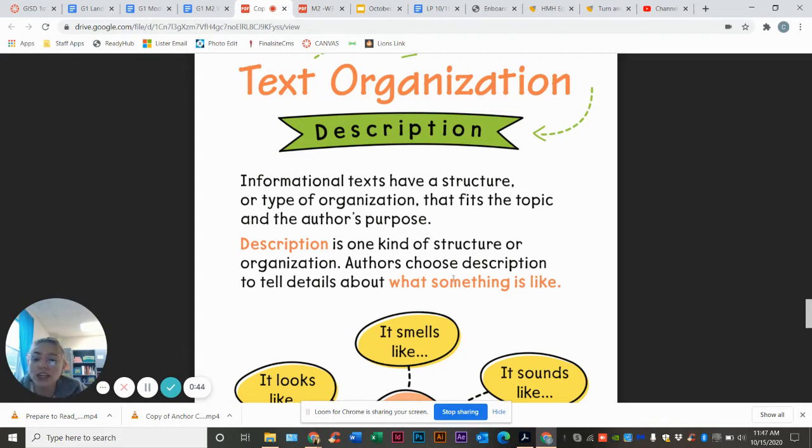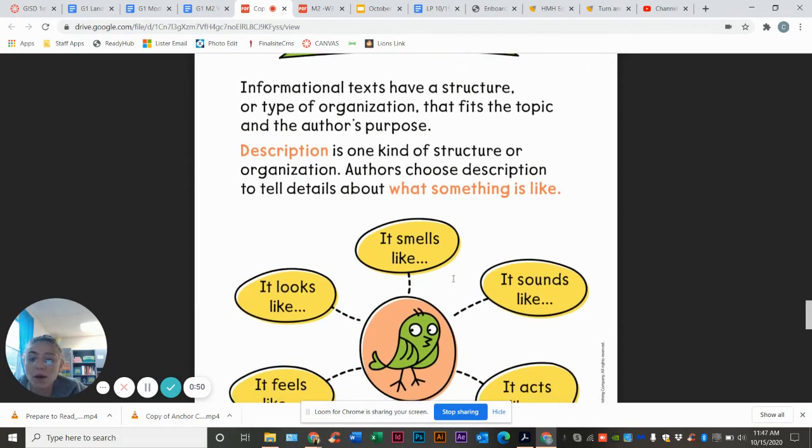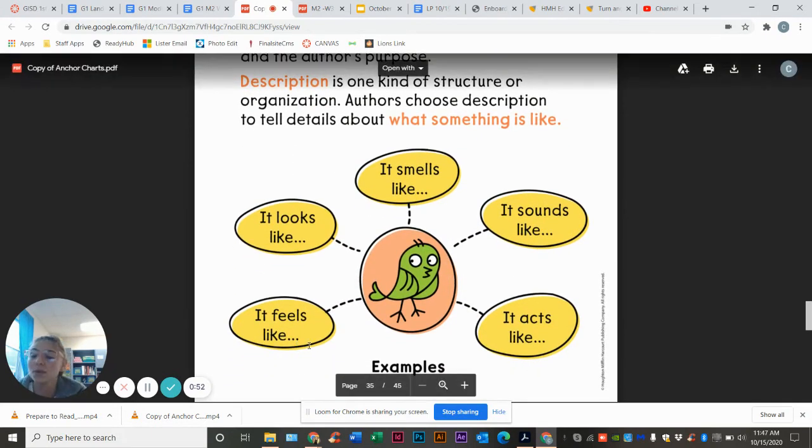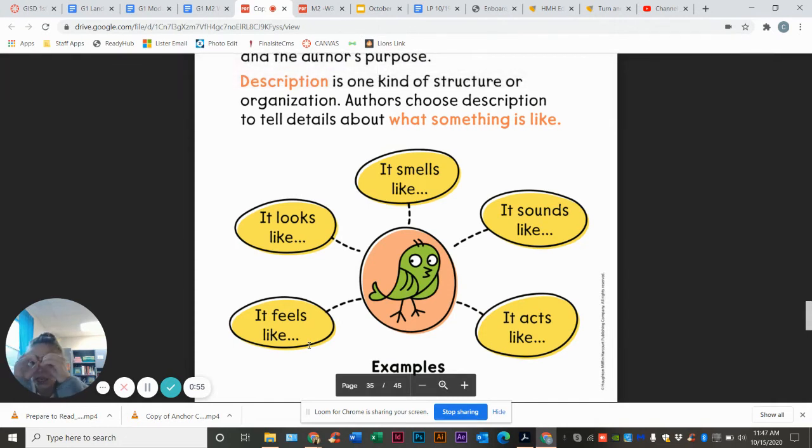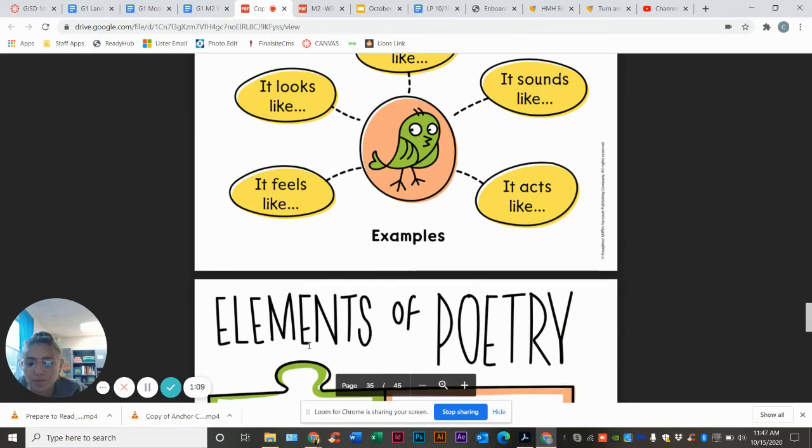So description is one kind of structure or organization. Authors choose description to tell details about what something is like. They could tell us what it feels like, what it looks like, what it smells like, what it sounds like, and what it acts like. So you can use your five senses to describe. Remember, that's how we use our adjectives, and adjectives are describing words.